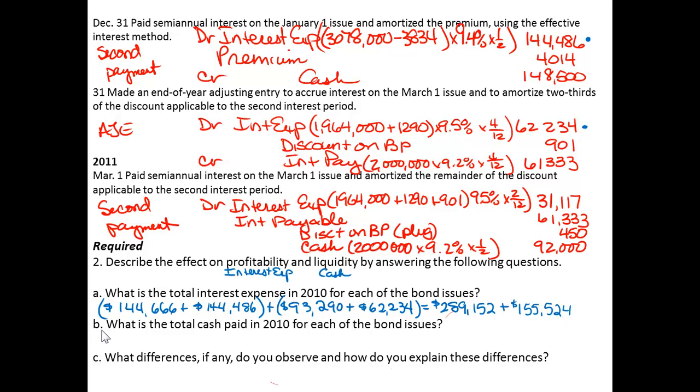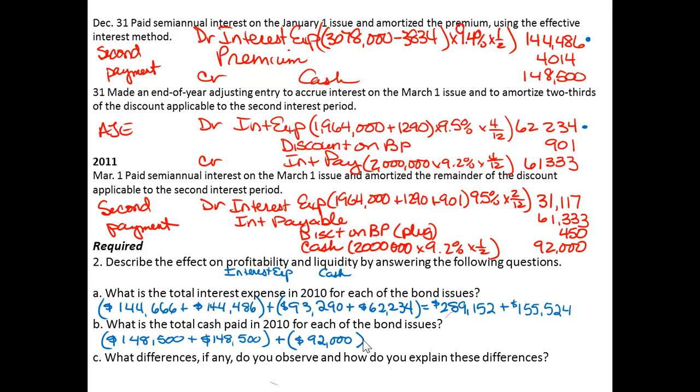Now when we compare that to the amount of cash that was paid, we realize that we made two cash payments for the premium bond, and we paid $148,500, and then we paid another $148,500, and that was for the bond issued at the premium. But the bond issued at the discount, we only made one cash payment of $92,000. We never made the second one because we made an adjusting entry at year end, and we had to wait until March 1st to make the second interest payment.